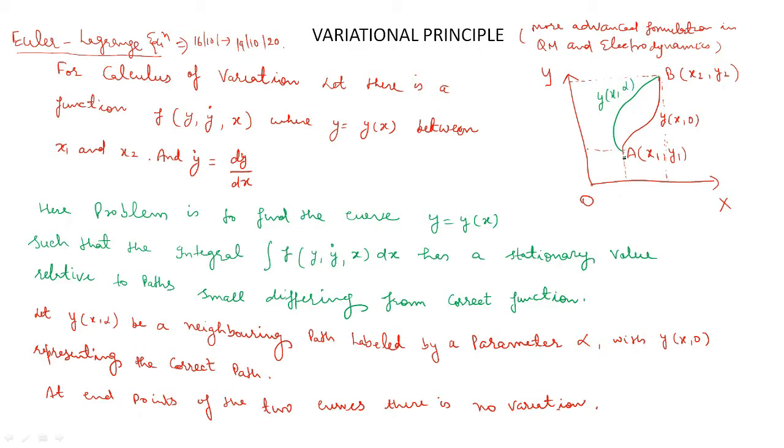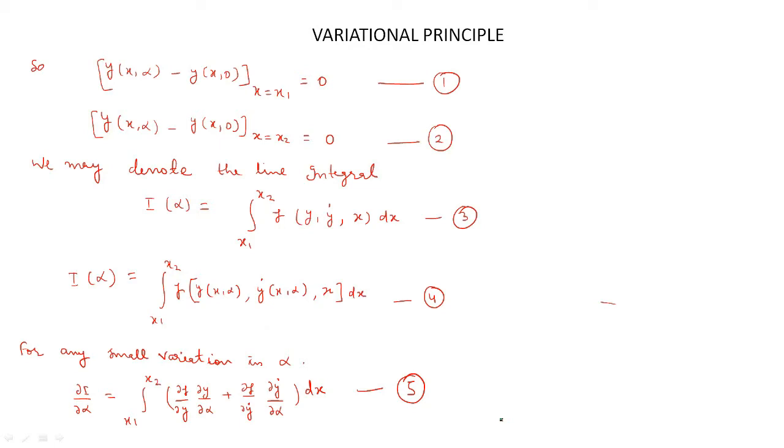So here you can see that at the end points, which are the A point and B point of your home, these points are fixed, so there is no variation at these points. That means the difference for the two curves at the end points will be 0. So y(x, alpha) minus y(x, 0) at x equal to x1 will be equal to 0, and let us say it is equation number 1. Then y(x, alpha) minus y(x, 0) at x equal to x2 will be equal to 0. Let us say it is equation number 2.